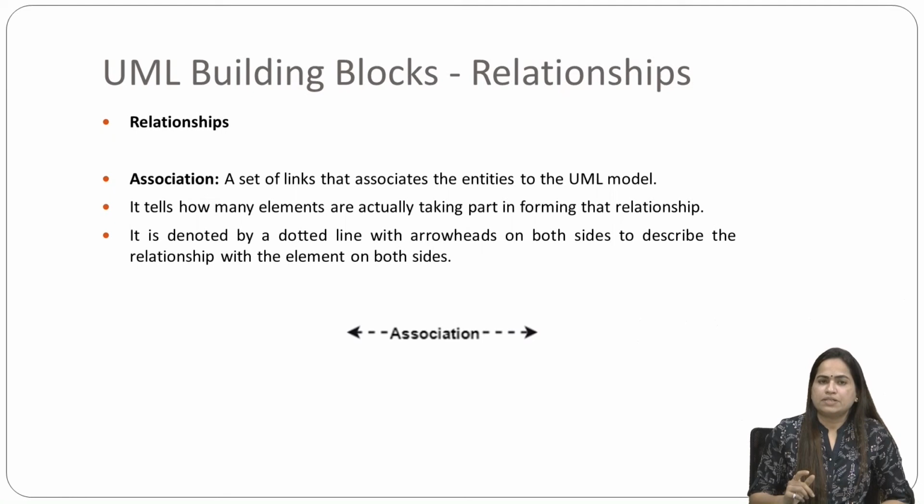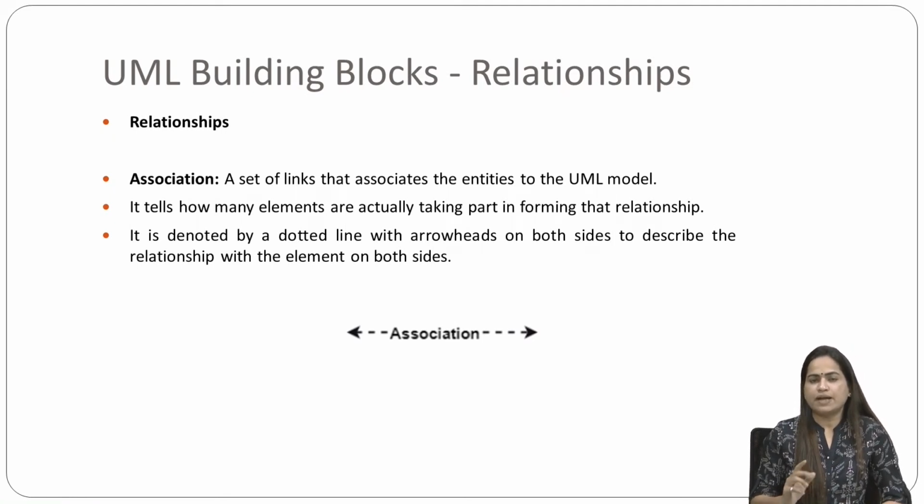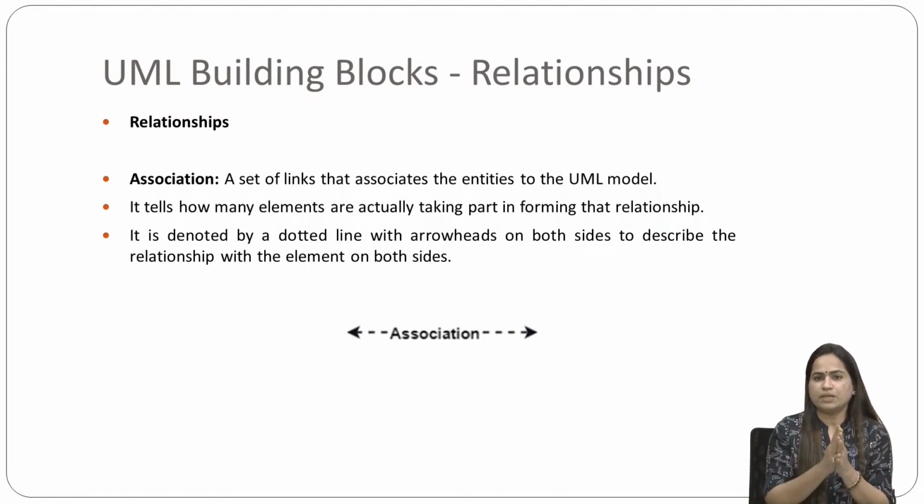The second one we have is association. It is a set of links that associates the entities to the UML model. It tells how many elements are actually taking part in forming that relationship. It is also denoted by a dashed line, but now it will have arrows on both sides.